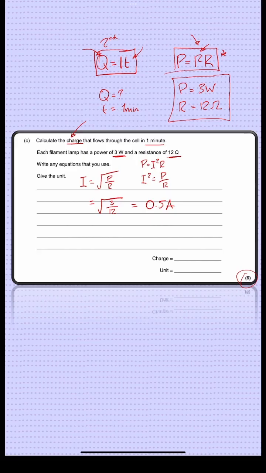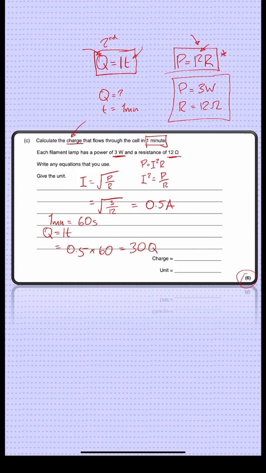Next is to work out the charge. So we're going to use the second equation, Q equals IT. But like someone said earlier, we need to convert this time. This time is 1 minute. We need to convert that into seconds. This equation only works if you use it in seconds. So 1 minute is equal to 60 seconds. So we can do 0.5 times 60 seconds, which gives 30 coulombs.